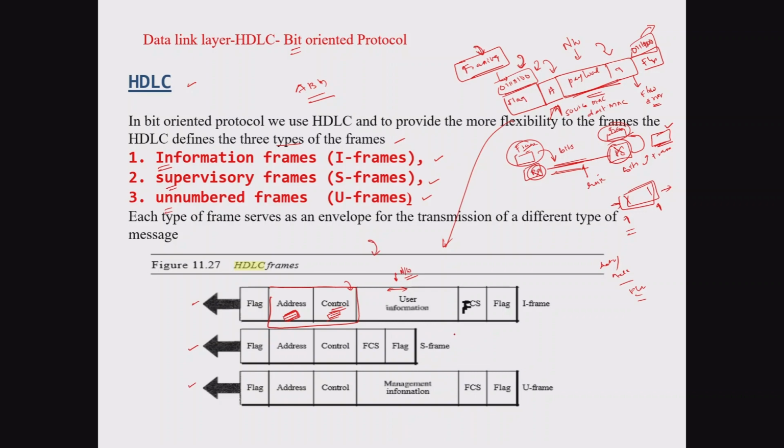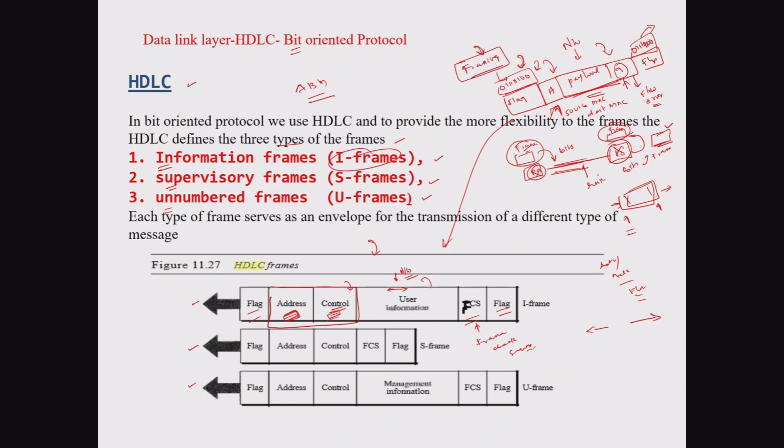Now see, what we discussed, the trailer, right? It carries the frame check sequence, which is used to perform some kind of error detection operation. Now, as we know, the use of the flag is identification, the starting flag as well as the ending flag. So this is what the I frame will consist of.